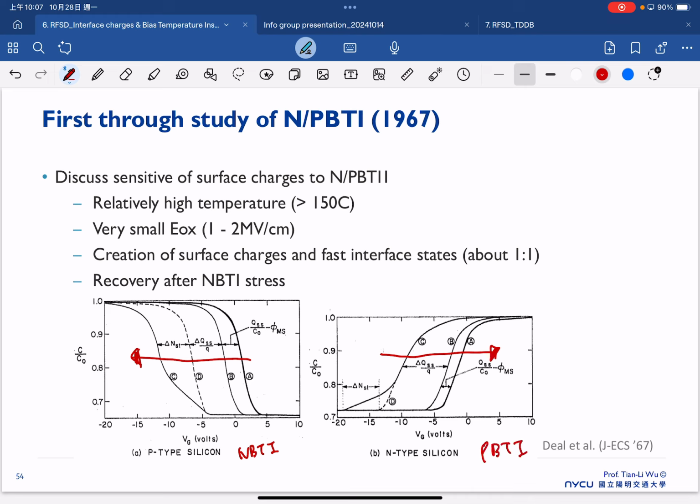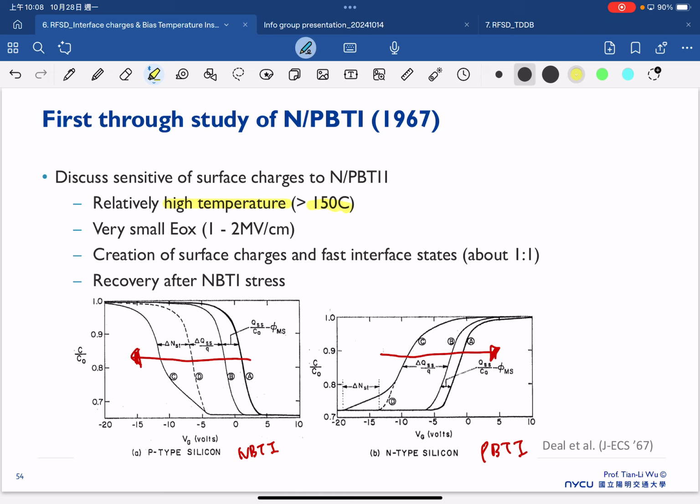This experiment was conducted at a relatively high temperature, beyond 150 degrees Celsius. I believe everyone can easily understand why, when we do reliability testing, we always prefer high temperature. We believe high temperature can accelerate the degradation, and because we want to see the degradation and the characteristic shift, we always conduct the testing at high temperature.